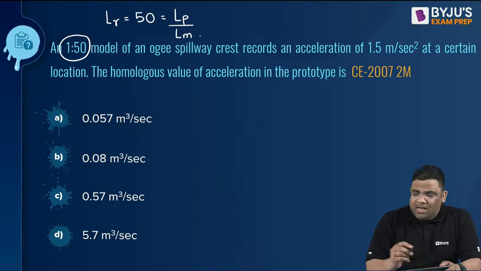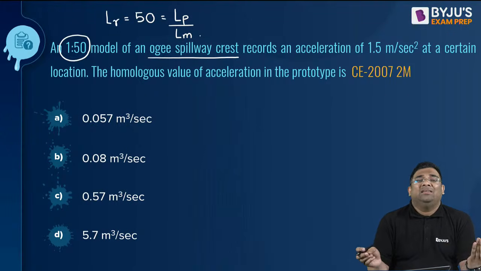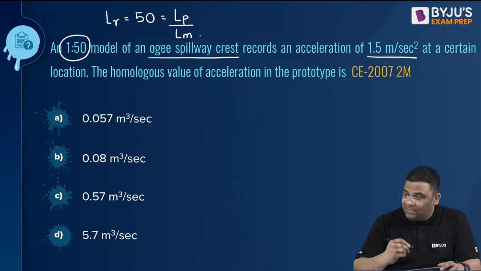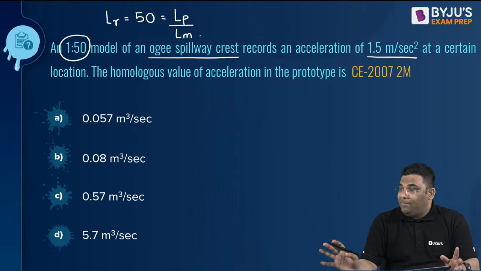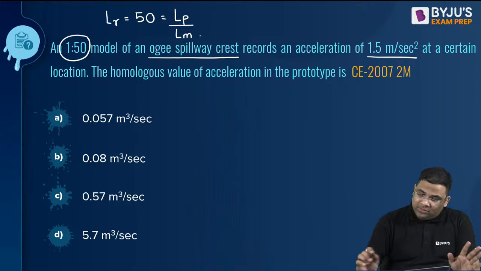Now they have written Ogee spillway, whatever, doesn't matter, just a hydraulic structure. Acceleration is this. What is the answer? The option is not mentioned, the option is mentioned wrong here. The question is a little wrong, some typing mistake has happened. Sorry. So tell me the answer.